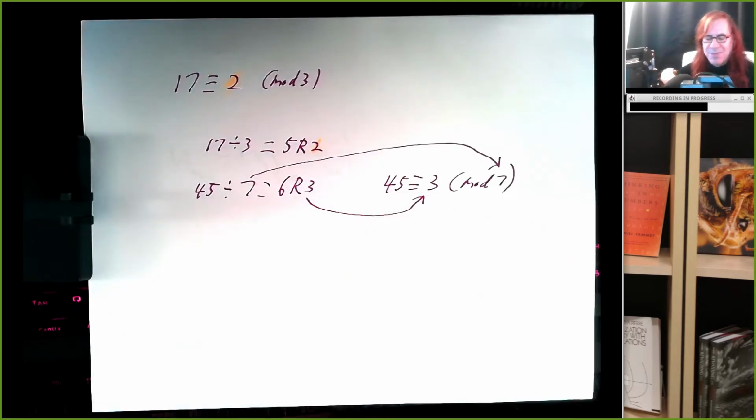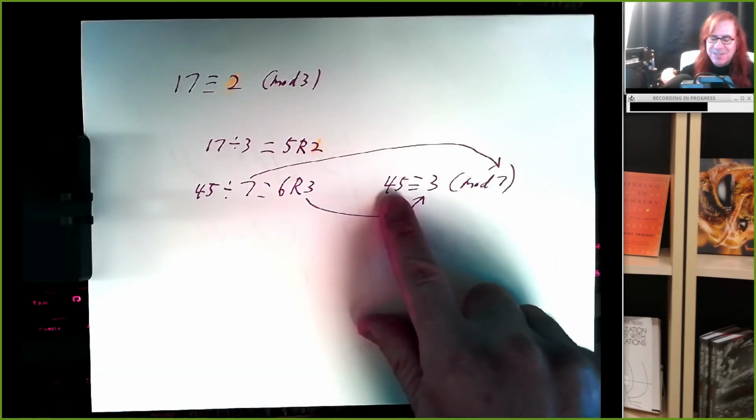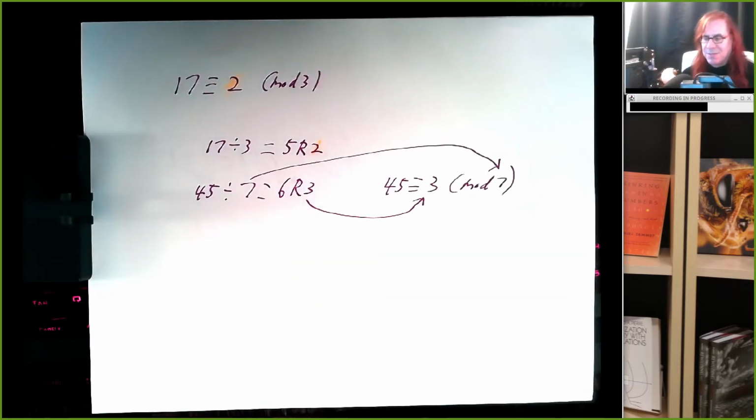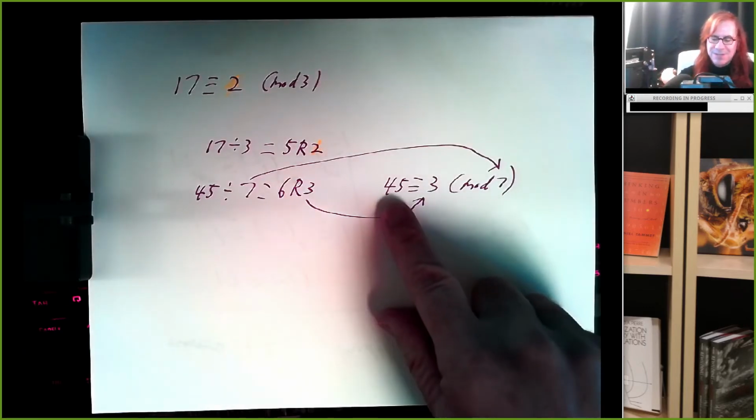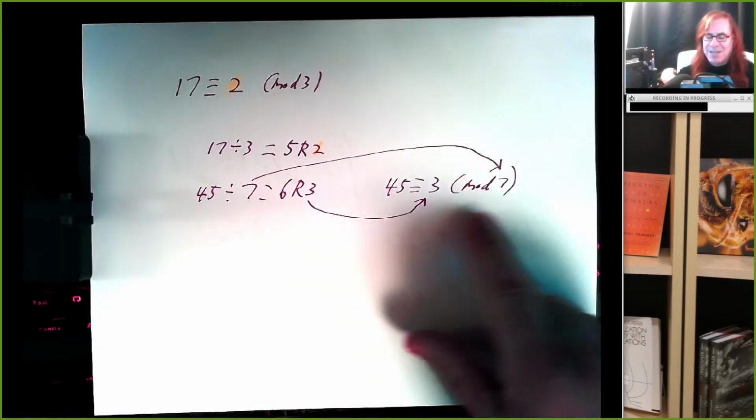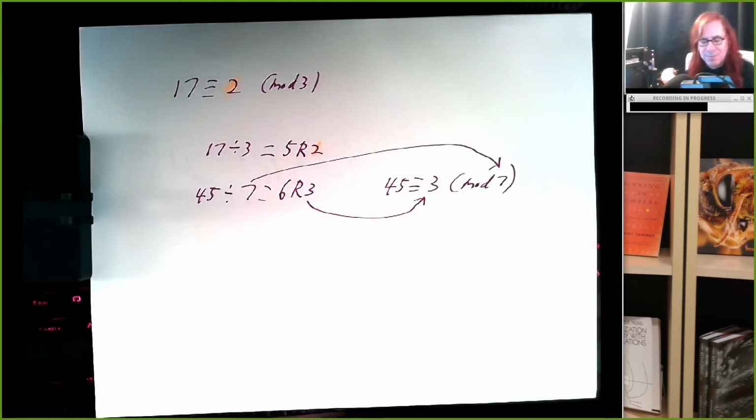Which is the same thing as saying if we take that much off of this, now it's a multiple of 7. That's what a remainder is. It's the stuff that's left over that didn't divide out. So if we were to subtract that remainder from here, we should get something that divides evenly by 7.